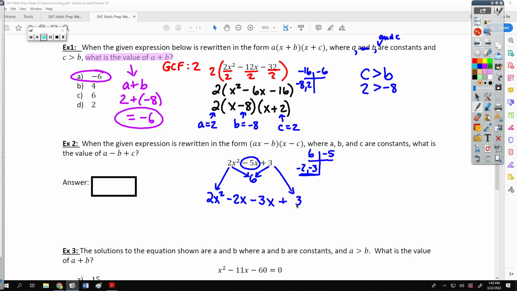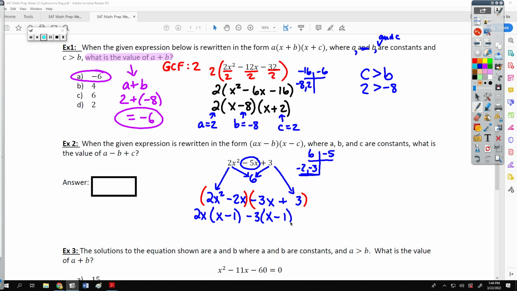We also bring down the plus 3. The point of this is to turn our trinomial into a 4-term polynomial so that we can factor it by grouping. So we group the first 2 terms and we group the second 2 terms. Then we factor the GCF out of each group. So the first group, 2x squared minus 2x, has a GCF of 2x, which leaves x minus 1 on the inside. The second set of parentheses has a GCF of 3, but since we want the inside to be the same, we actually take out a negative 3, which leaves x minus 1.